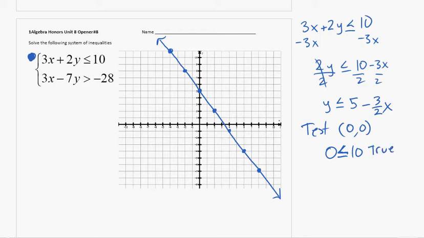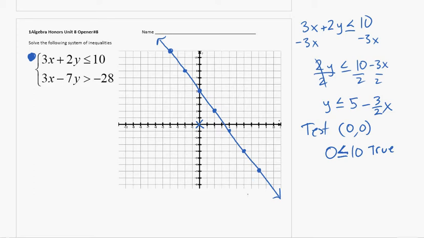So we tested this point right here, 0, 0, and we found out that it does work in the inequality. It is true in the inequality. And that means that all of these points down here below that blue line must make the inequality true.